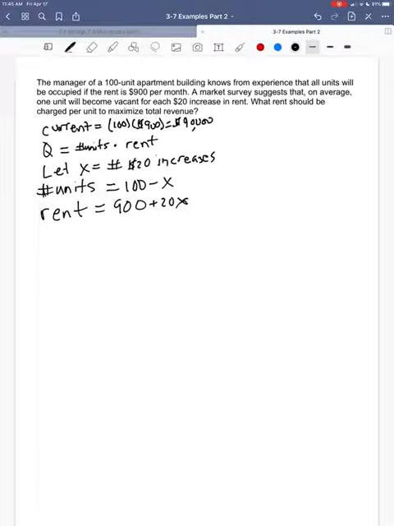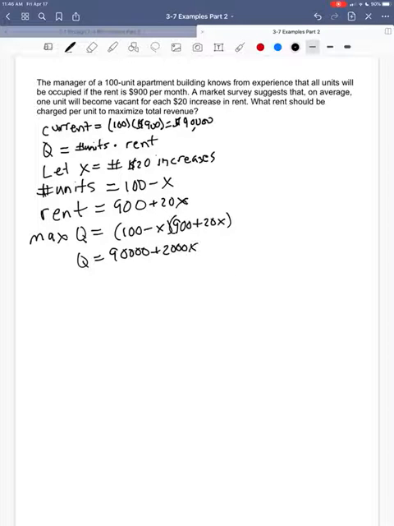And so my overall rent for the whole building that I'm trying to maximize, Q, is going to be, again, the number of units times the rent. So that's going to be (100 minus X) times (900 plus 20X). I can just distribute that. I get 90,000 plus 2,000X minus 900X minus 20X squared. Or, if I clean this up a little, negative 20X squared plus 1100X plus 90,000.